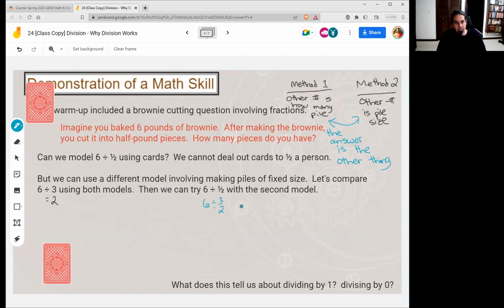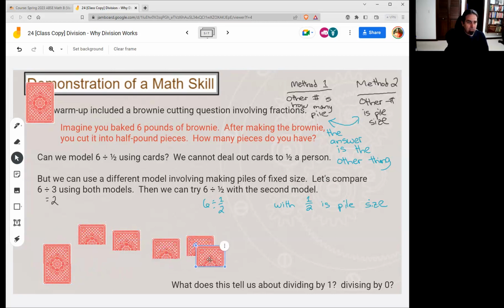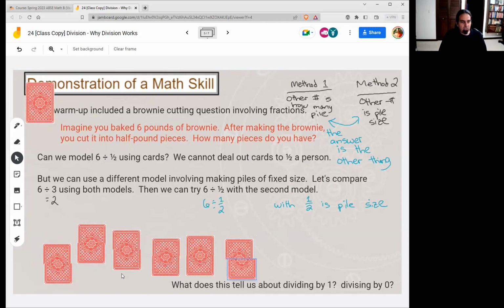And we're going to make one half the pile size. So I take my scissors and I cut my playing card in half. But before that, I need 6 playing cards. So 1, 2, 3, 4, 5, 6. And I take all these playing cards and cut them in half. And that's how big a pile is. So go ahead and do that. Take your mouse and make piles of size 1/2 with all these playing cards.